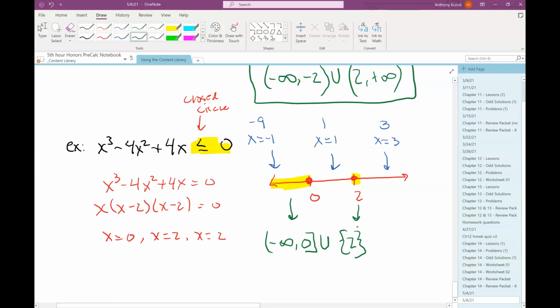Is that okay? So again, a little bit sneaky there. We had to be careful about remembering that the filled-in circle means it's included. So even though it's not less than 0 anywhere else other than that far left section, it is less than or equal to 0 also in 2. Is that okay?